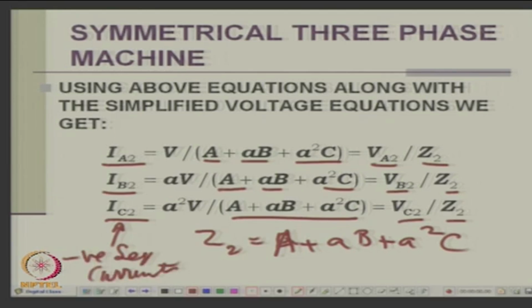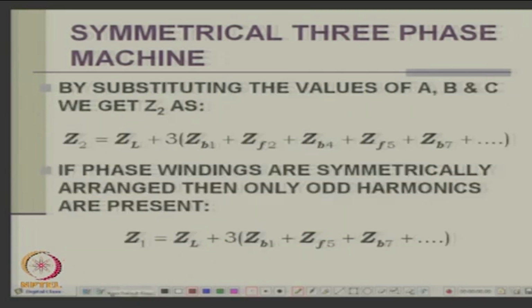So, for a 3 phase symmetrical machine if you apply negative sequence voltages, that means opposite phases, it will give rise to negative sequence currents. Of course, if you have unbalanced, it will have both positive and negative sequence voltages. Therefore, the Z2 simplifies as follows: Z2 will be ZL plus 3 times ZB1, because ZF1 will vanish, then ZF2, ZB4, ZF5, ZB7 etc. And if you remove the even harmonics, you will have only odd harmonics.